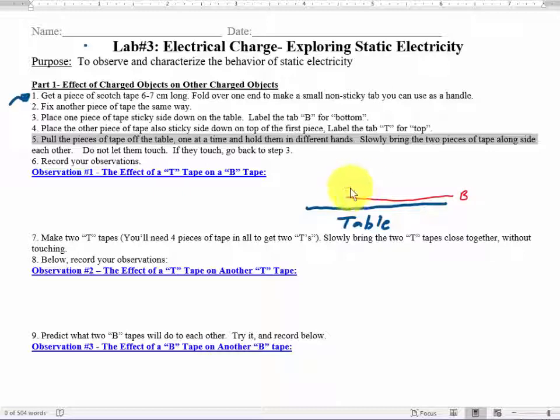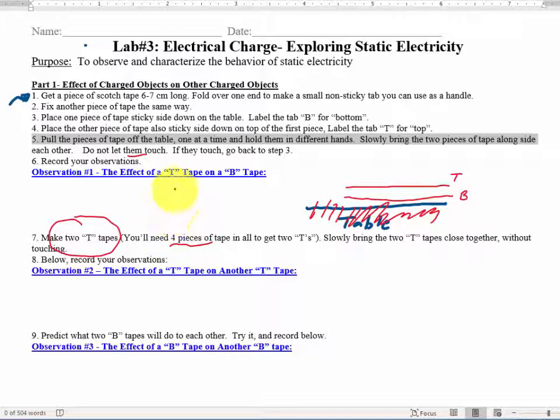Then you're going to get a piece of tape, and you're going to place that on top of that, and you're going to label that one with a T. Then you're going to pull these off the table, and it's very important that you do that together, so the table is no longer in the picture. Now, you're not going to let these touch. You're going to do that a second time. So you're going to have two T tapes and two B tapes. So there's going to be 4 pieces of tape in total.